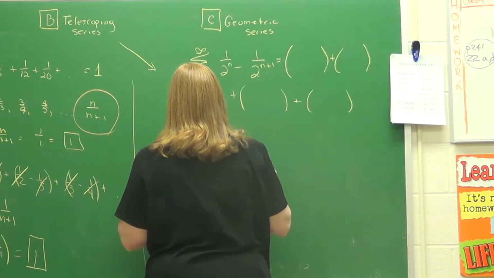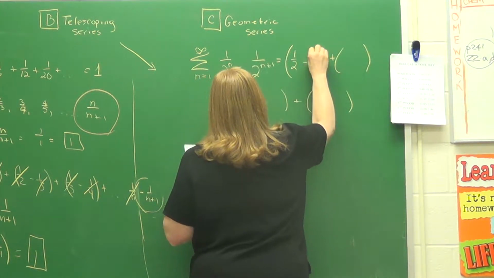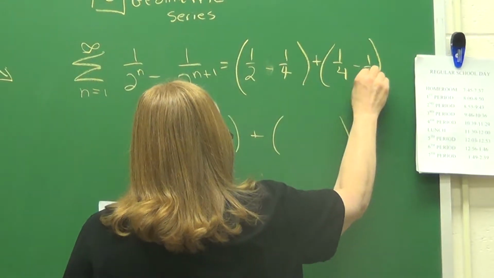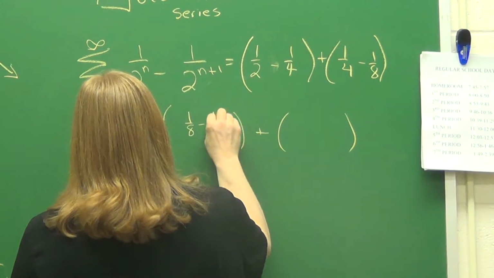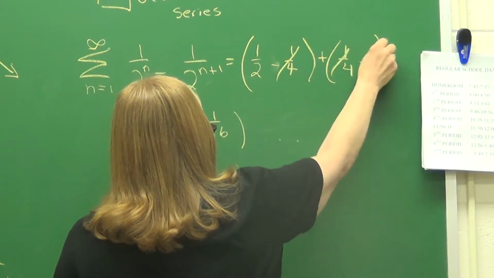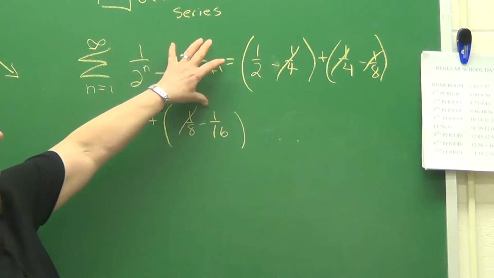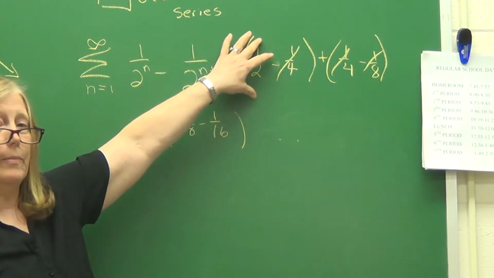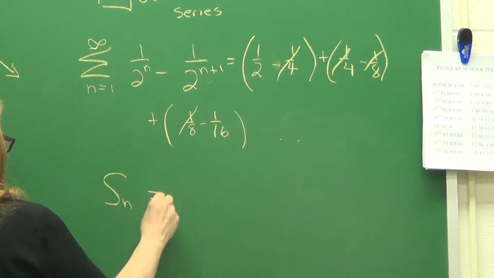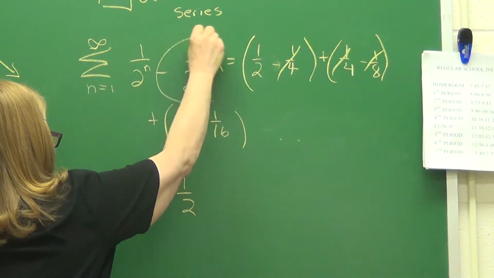Are you getting 1/2 minus 1/4? Was that the first one? Mm-hmm. And then 1/4 minus 1/8. And then 1/8 minus 1/16. And I got the idea. I'm stopping there. So I can see that all the middles are going to cross out. And at the very end, we're going to have this term, which won't cross out, and the first term, which won't cross out. So that's the summation. When we're done, everything's crossed out except the 1/2 and the last term, which is right here.